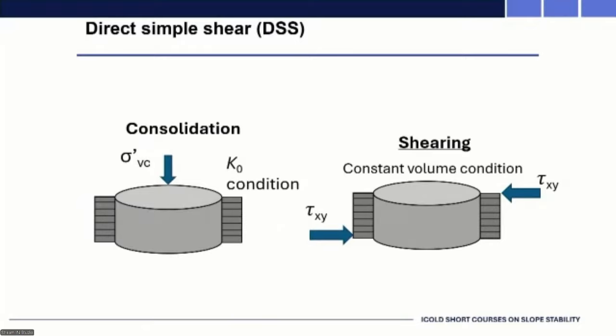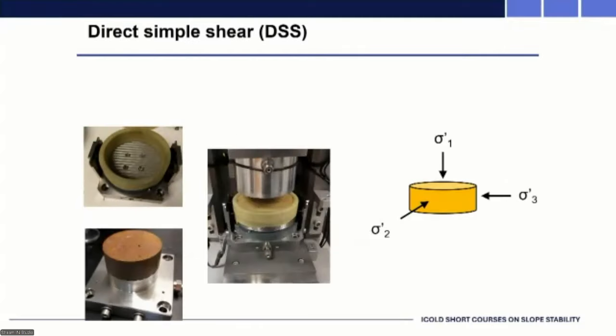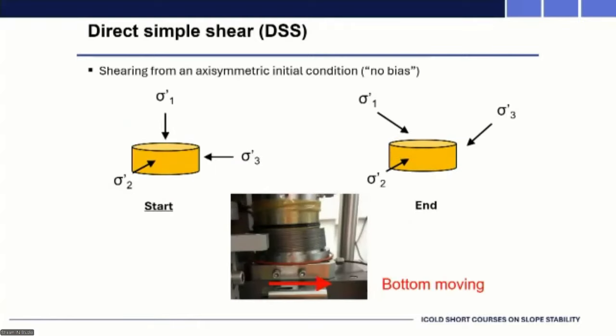So the K0 again, kind of level ground condition, we can consolidate it, sigma V dashed, and then shear it by applying these horizontal stresses. There's another illustration of that where we apply the vertical stress. We don't know what the horizontal effective stresses are. There is another apparatus that's starting to be used a bit, and I'll show you that right at the end, but we don't know those.